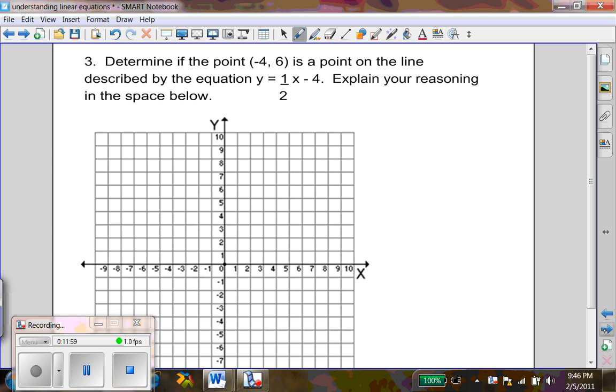Okay, let's try another one. One more for good measure. Determine if the point -4, 6 is a point on the line described by the equation y equals 1/2 x minus 4. Explain your reasoning in the space below. I gave you a graph, and you've got a little space over here, so I want you to do the same thing. First, let's graph it and see if we can determine that from the graph, and then we're going to show it algebraically over here. So I want you to do it both ways to draw your conclusion. So go ahead and pause me and give it a try on your own, and then come back when you're done.